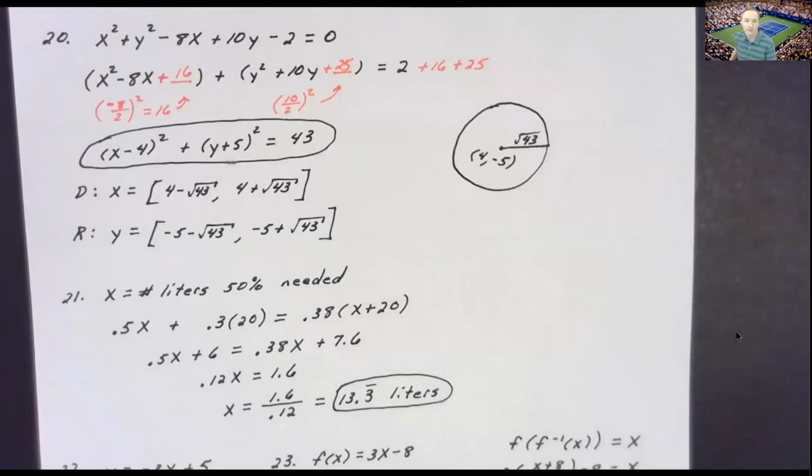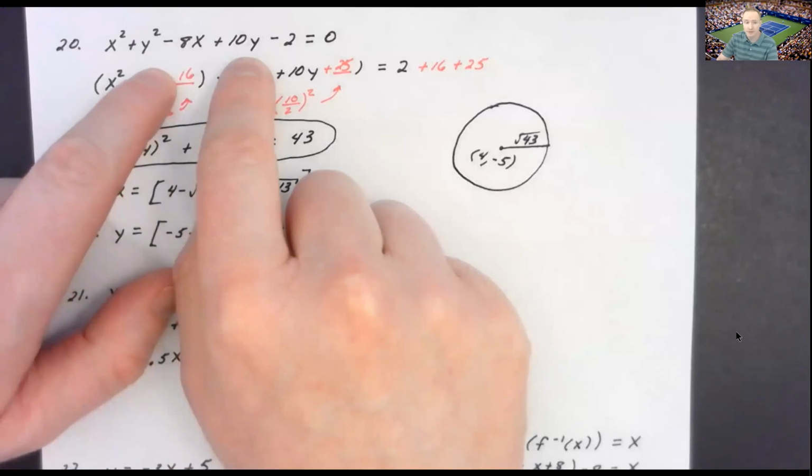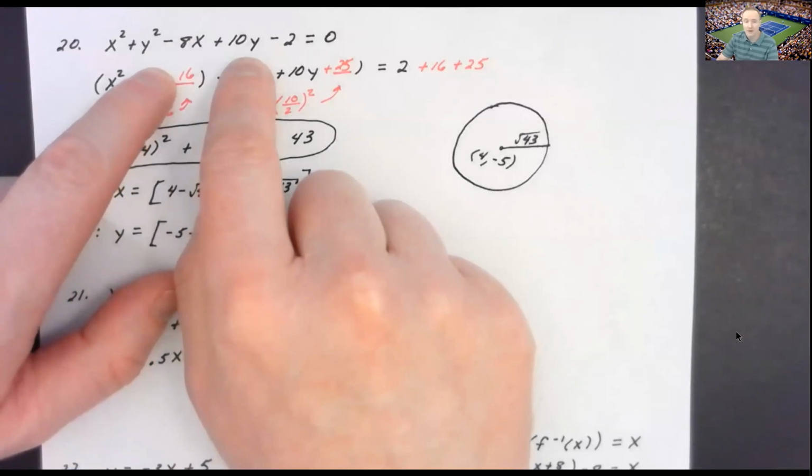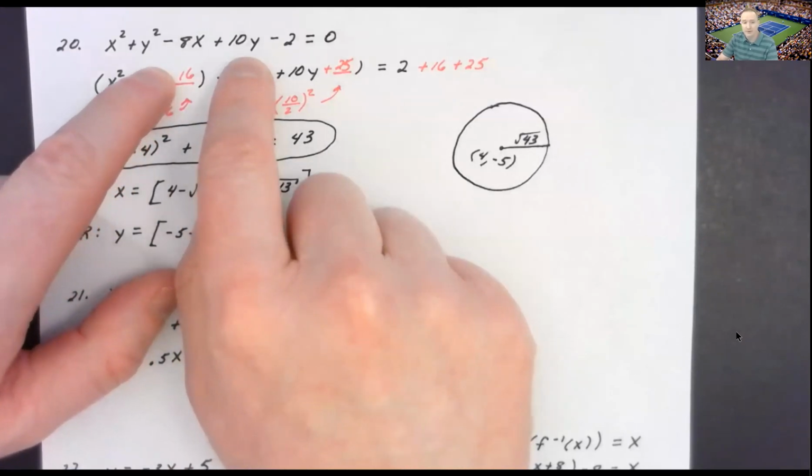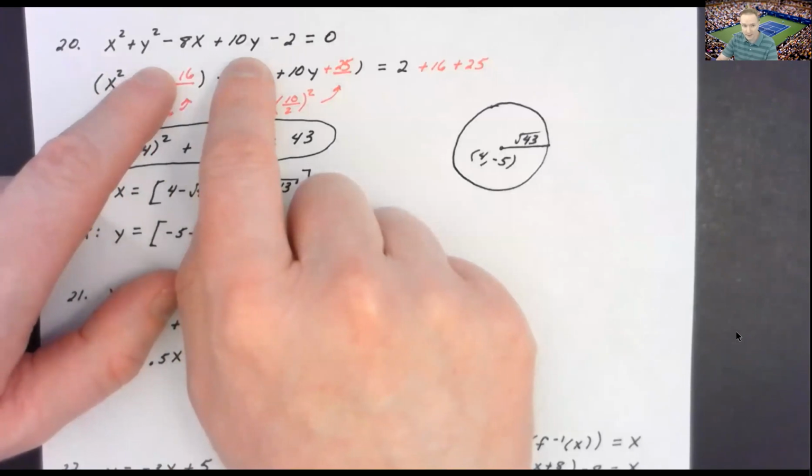This video will cover problems 20 through 24 on our first practice test. For problem number 20, we have the equation of a circle given, and we're asked to find the simplified version of that circle, and then the domain and the range.